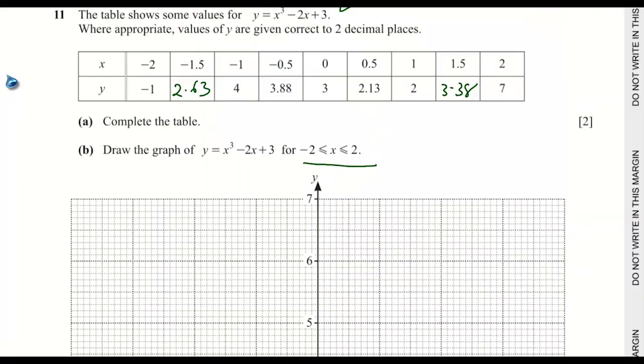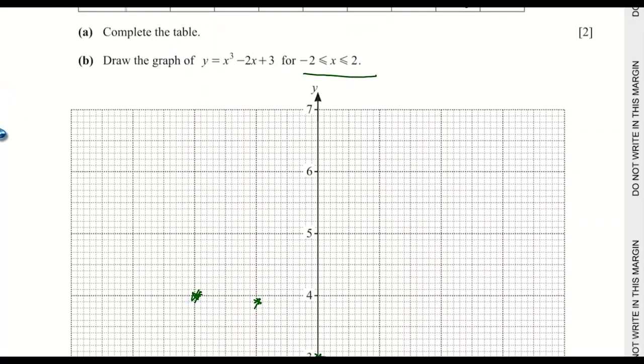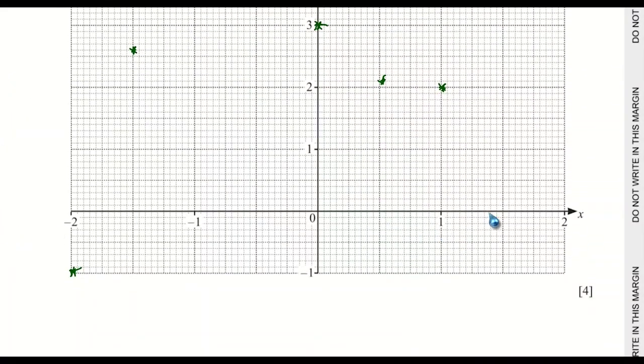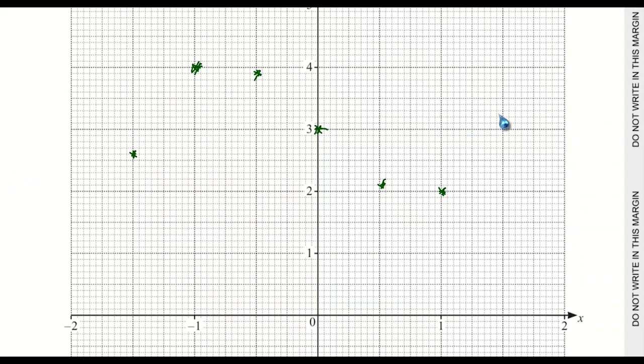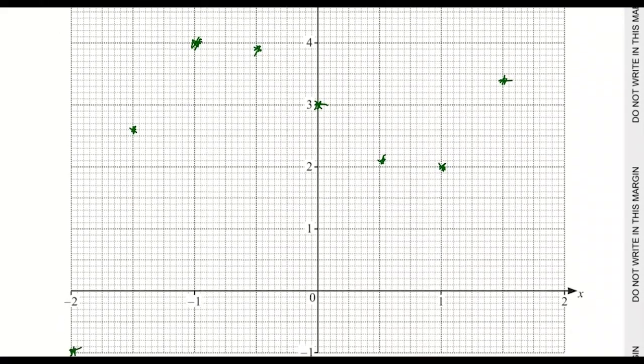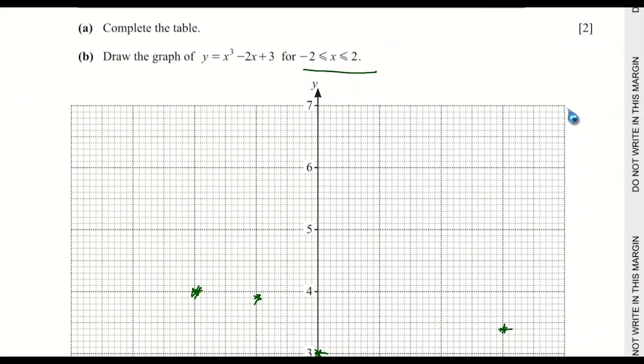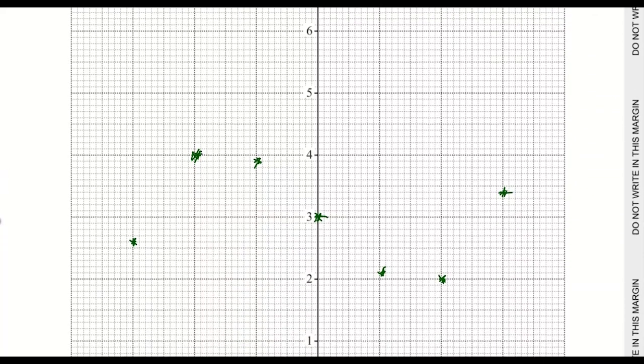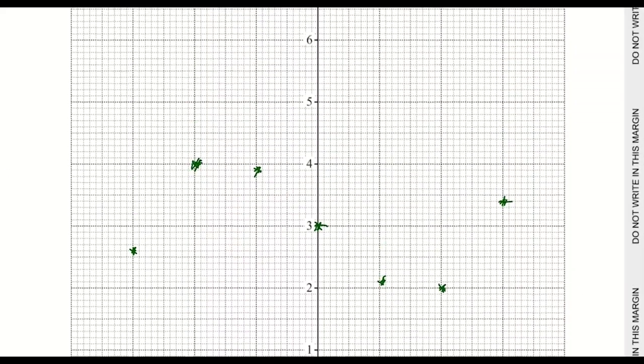And we have 1.5 against 3.4. So let's go up a little bit. 1.5 against 3.4. Sorry, not here. 3.4 here. And lastly, we have 2 against 7. So I'm going to join this with a freehand sketch, and I'm going to show you the output.